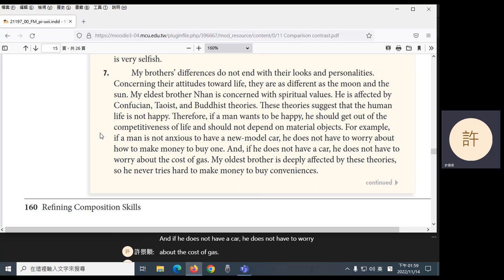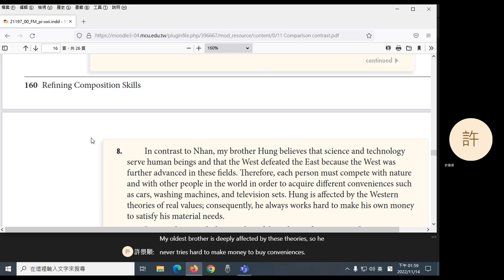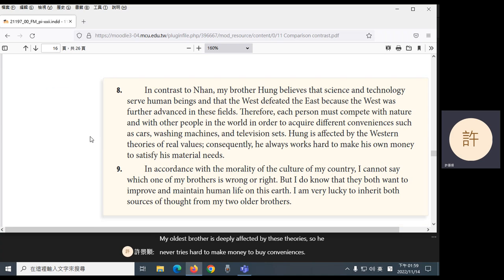My oldest brother is deeply affected by these theories, so he never tries hard to make money to buy conveniences. In contrast to Nan, my brother Hung believes that science and technology serve human beings, and that the West defeated the East because the West was further advanced in these fields.